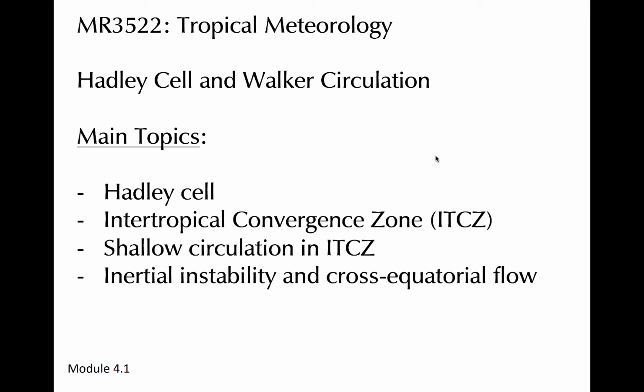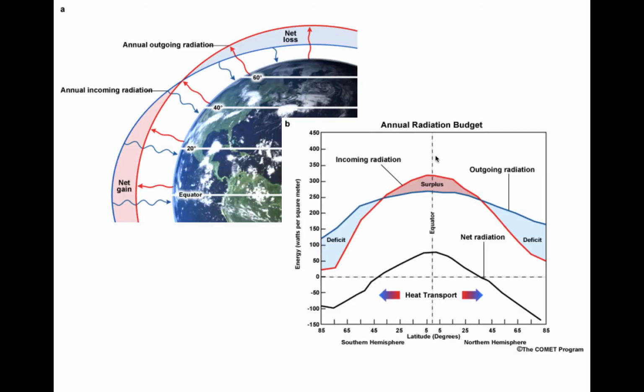This module will briefly overview two major thermally direct circulations in the tropics, the Hadley cell and the Walker circulation. The primary driver of circulations on Earth is incoming solar radiation. More solar radiation enters at low latitudes, and the tropical atmosphere and surface experience a net radiative heating. In other words, more moist static energy enters via solar radiation than exits via outgoing long-wave radiation.